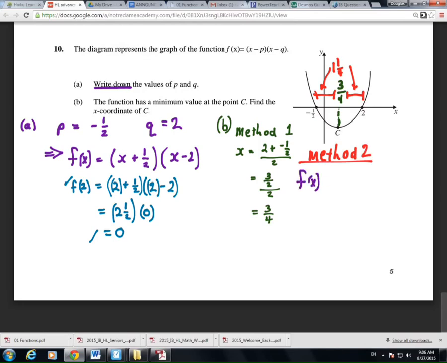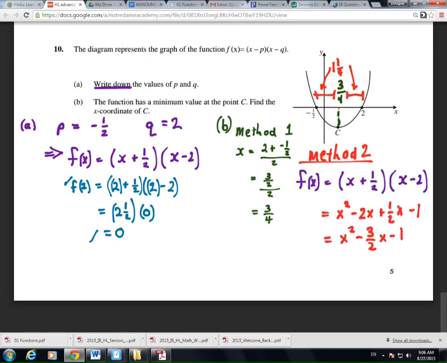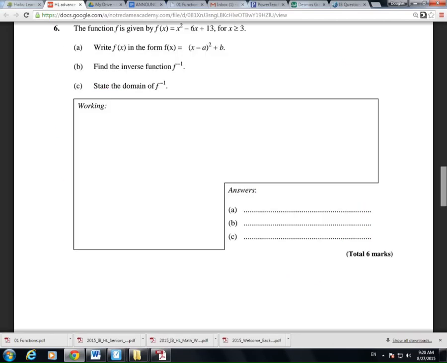Anyway, method 2 is a traditional approach, and that would involve foiling the function to put it in standard form, and then using the equation for the axis of symmetry, the opposite of b over 2a, and that gives me 3/4. Should be no surprise, of course.